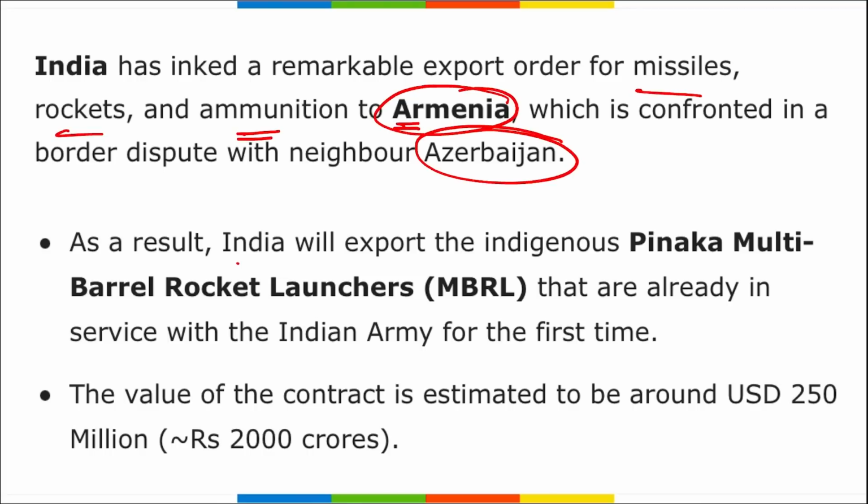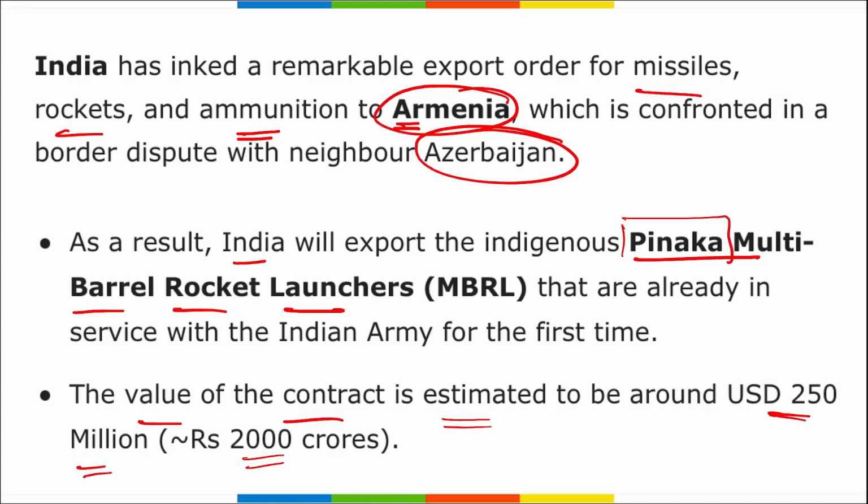Also, India will export indigenous Pinaka multi-barrel rocket launchers that are already in service, and the value of the contract is estimated to be around $250 million. That is $250 million, which in rupees, if we calculate, comes out to be 2000 crore rupees. Also, who developed this Pinaka? It was developed by DRDO, alright, and manufactured by private companies in India.